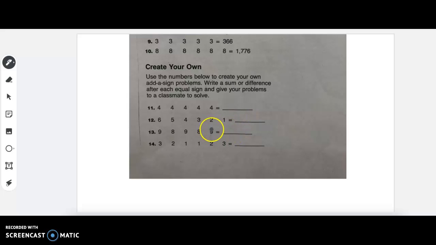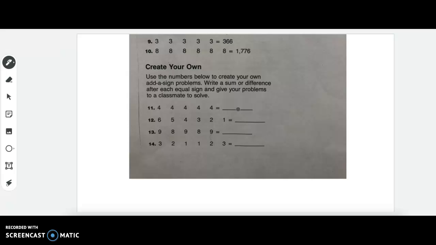On the bottom half of the paper, 11 through 14, it says use the numbers below to create your own add a sign problems. Write the sum or difference after each equal sign and give your problems to a classmate to solve. Now, we can't do that part, can we? We can't give our problems to a classmate to solve. So you're going to figure out what difference or sum you want, and then you're going to put your answer in here. So wherever you put your plus or minus, then you have to figure out what your sum or your difference is.